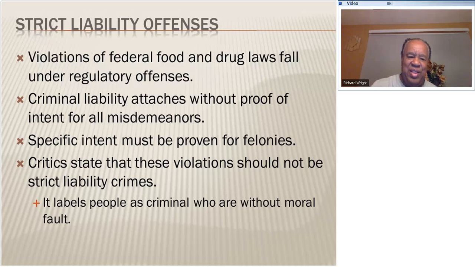Some people say that these violations shouldn't be strict liability crimes because they say it labels people as criminals who are without moral fault. Well, the question of morality and the law is kind of juxtaposed. It's debatable about whether morality is involved in many of our laws that exist today. The fact of the matter is that if the law is passed that says that you should not have a certain item in the food, or that it should be labeled properly so that people are aware of what they're ingesting, and that if there are some things that we need to protect minors from, then we need to take those steps.